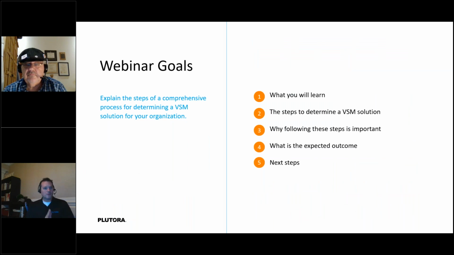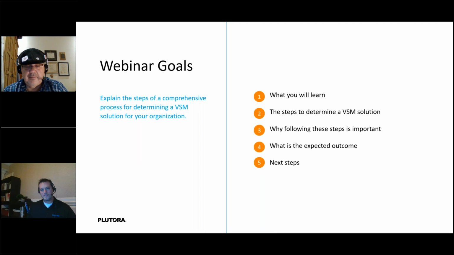So today we've got some goals. Walk us through, what are the goals? What are we going to get out of today? Well, anything that's fun, in my opinion, is something that involves some learning. So hopefully you'll find this a little fun and learn something about value stream management and how you can build a solution for that, what the steps are that will pretty much guarantee you a good solution if you follow those steps, and why following the steps is important. Everybody tends to want to jump to the end, but in reality, you want to follow a certain sequence to ensure that you've got everything lined up properly.